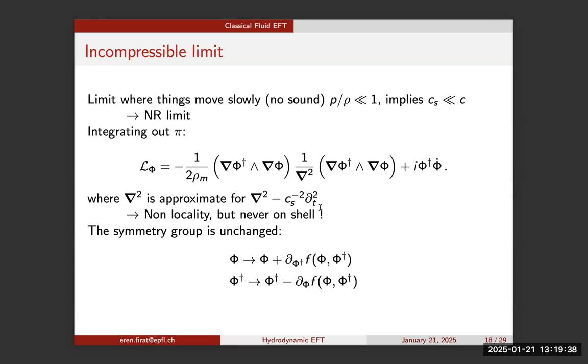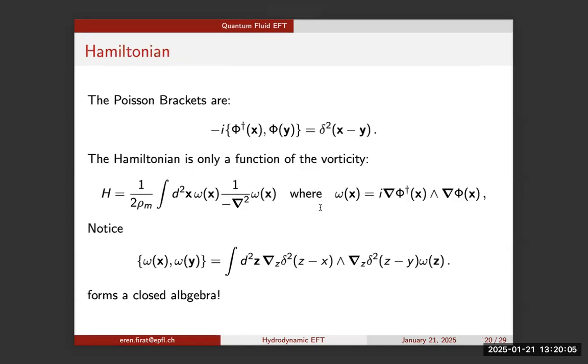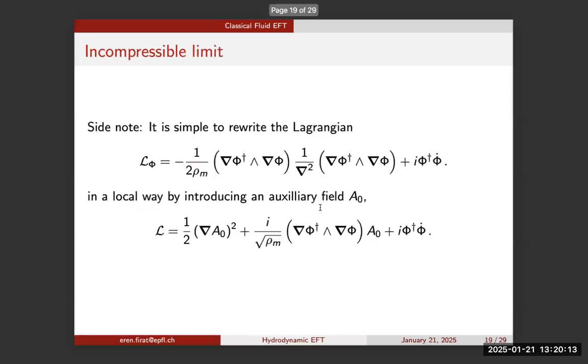The symmetries are still the ones from before, the volume-preserving diffeomorphisms given here. In case we get confused by this non-locality, we can introduce some auxiliary fields such that the action becomes local again. If you were to UV complete this field A0, you would get back the longitudinal mode, but this was just a small comment. Let's go back to the action I was talking about before, and to understand it, we can go to the Hamiltonian formalism and see what we obtain. Here, this part is just the vorticity.